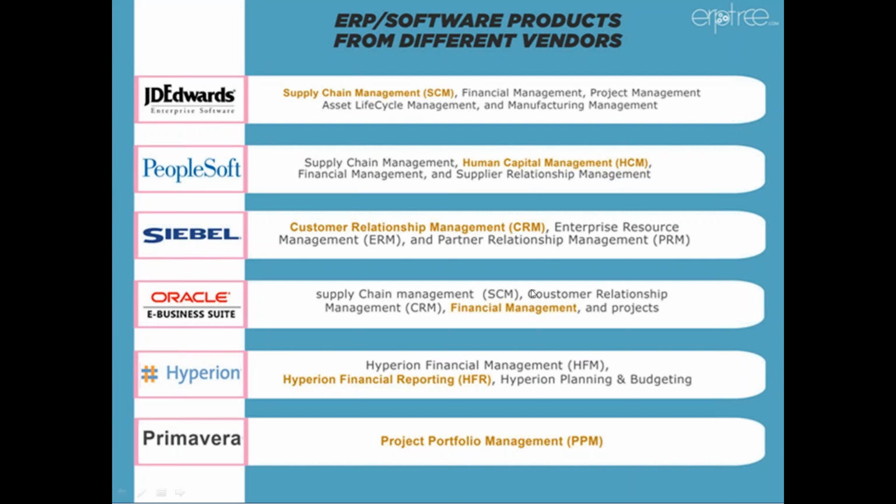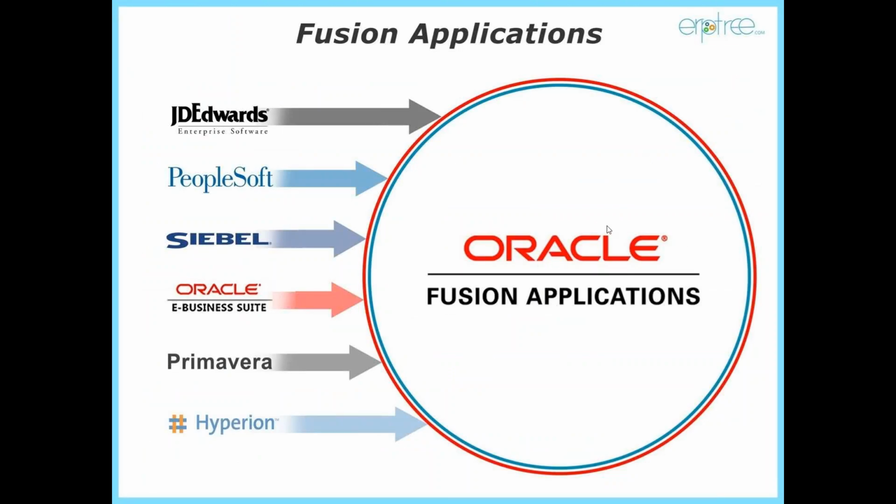What Oracle did is, Oracle acquired most of the ERP applications. They acquired JD Edwards ERP applications, PeopleSoft, Siebel, and Primavera, which is a project management solution. They acquired Hyperion, which is a planning, budgeting and reporting solution. Not only these, there are many other ERP applications, enterprise products and tools Oracle acquired.